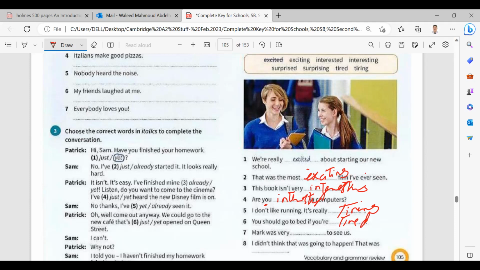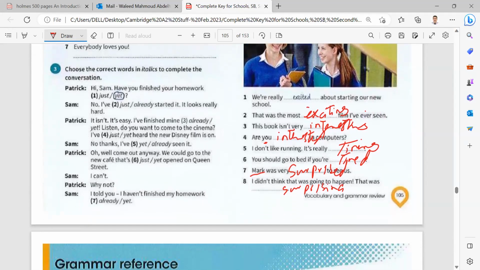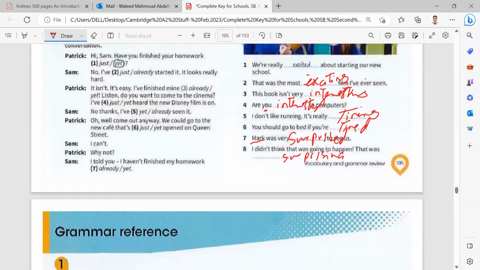Mark was very surprised to see us. Surprised. Yes, surprised. يعني مستغرب. I didn't think that was going to happen. That was surprising. That was surprising. Yes. Okay, Sarah.